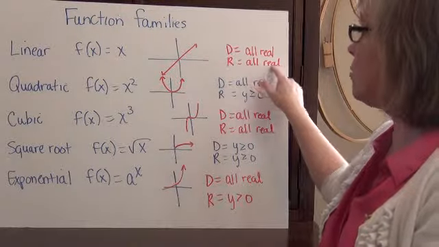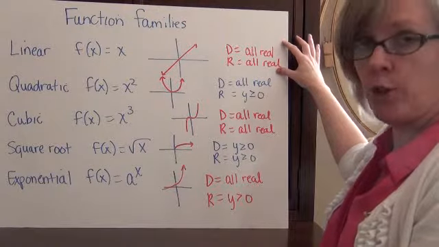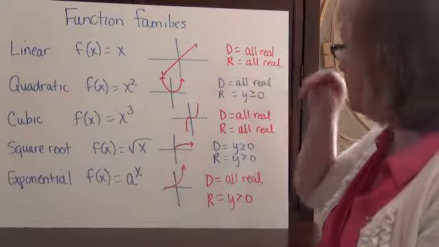So the range is also all real numbers. This is what we choose when there are no restrictions on our domain or range. But look at this one.